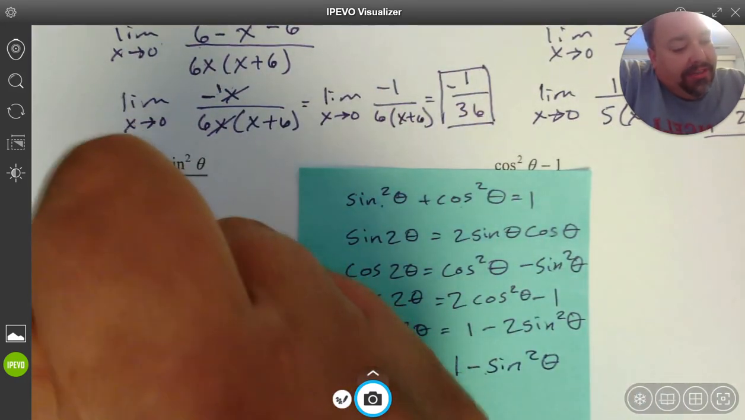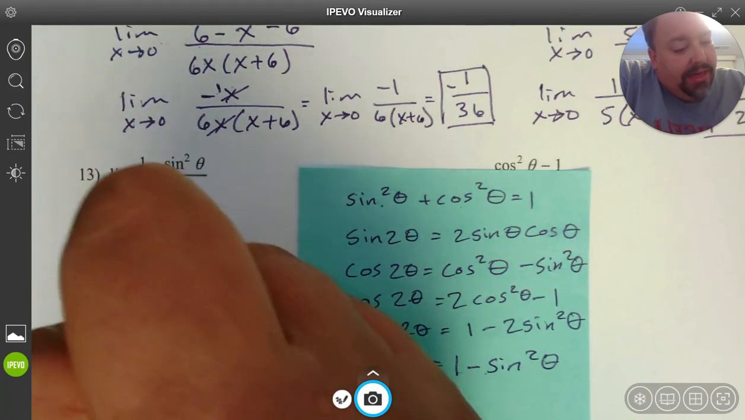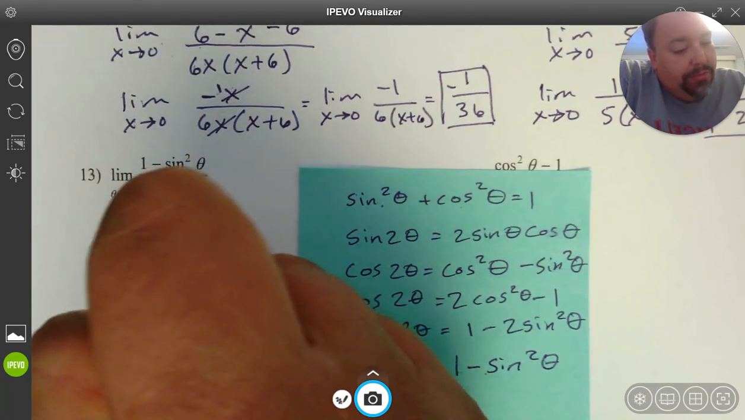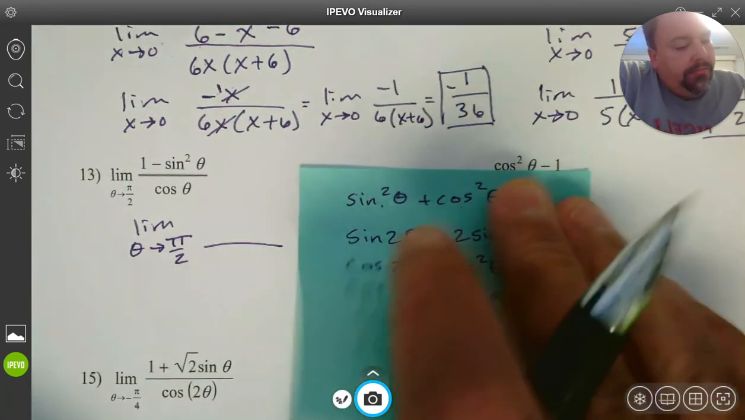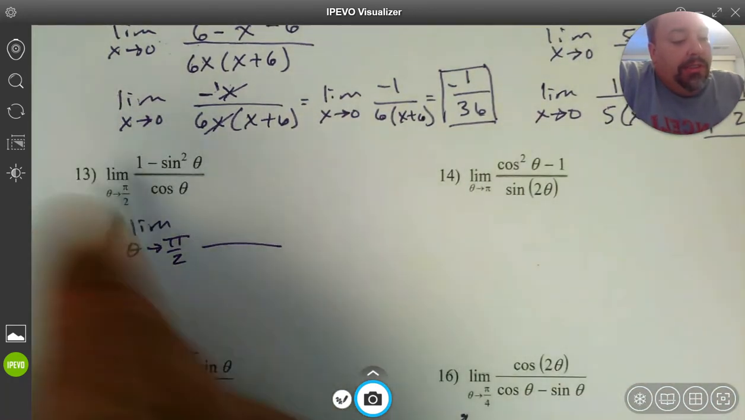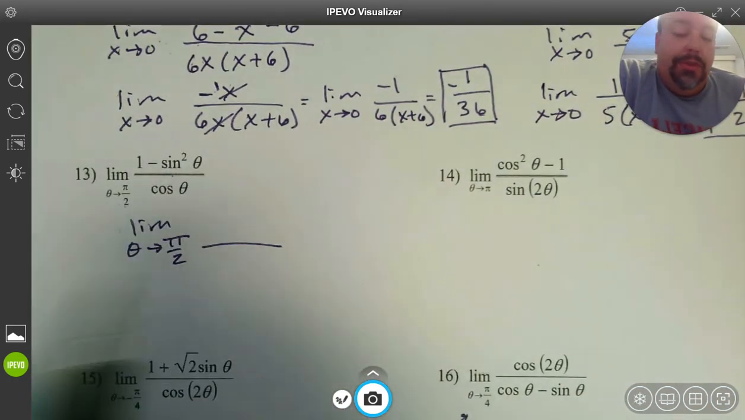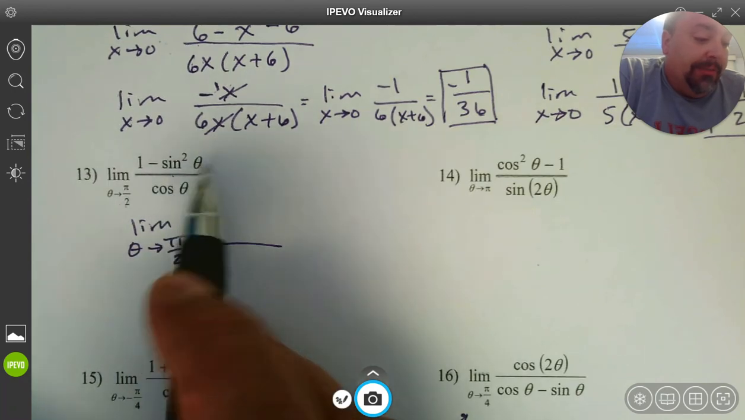So we can rewrite this as the limit as theta goes to pi over 2. I should note that you should check to make sure that you can't do this, that you do get an indeterminate form.